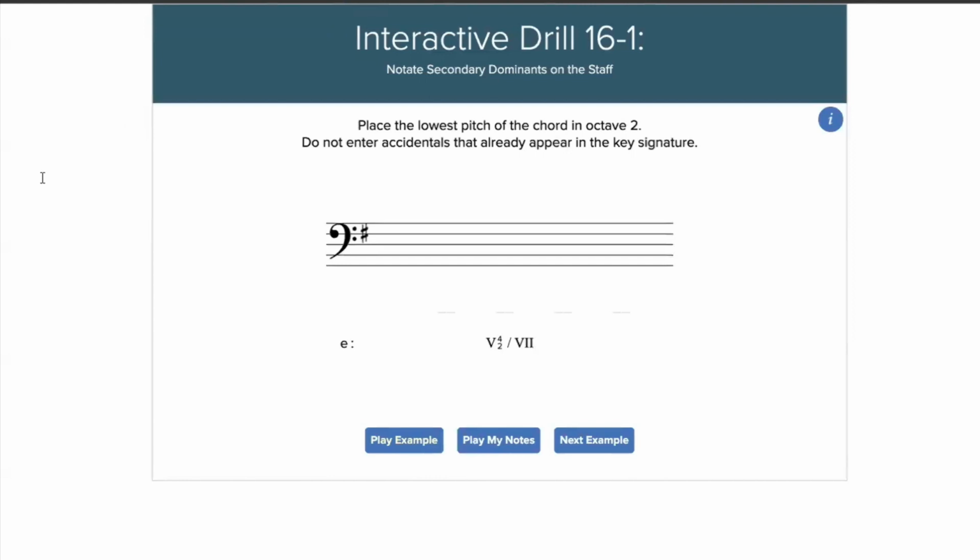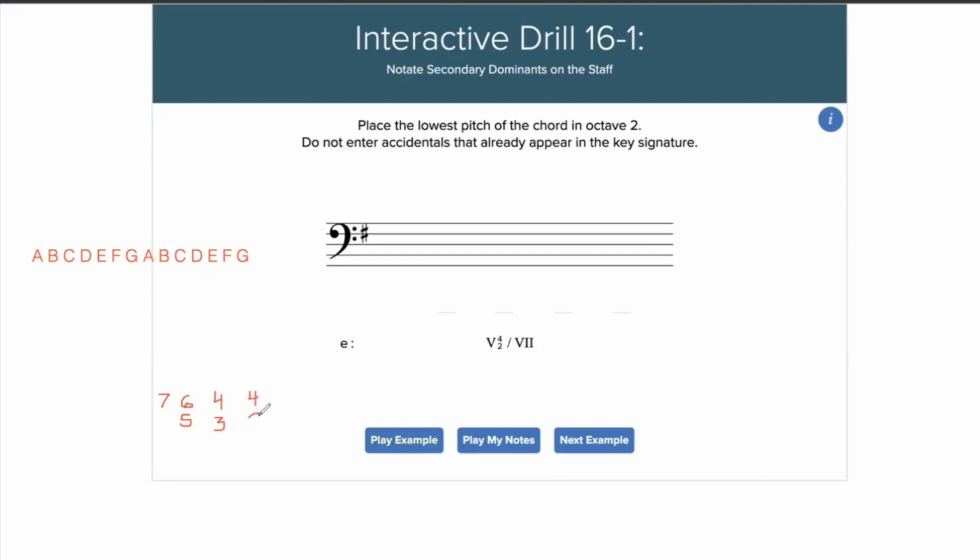Okay, so first I'm going to write out my musical alphabet in two octaves. And I am going to draw my seventh chord inversion symbols. Help me out. 6-5 for first inversion, 4-3 for second inversion, and 4-2 for third inversion.